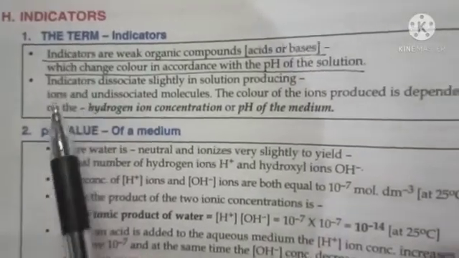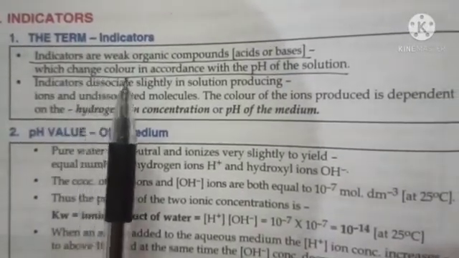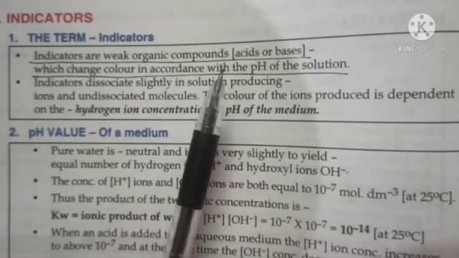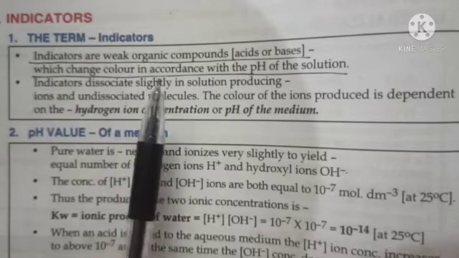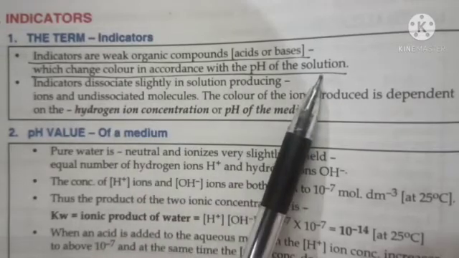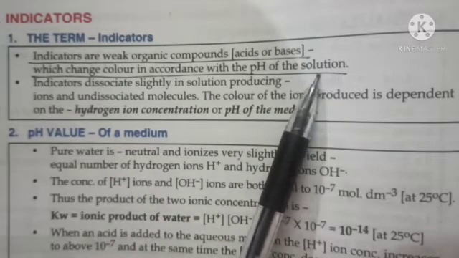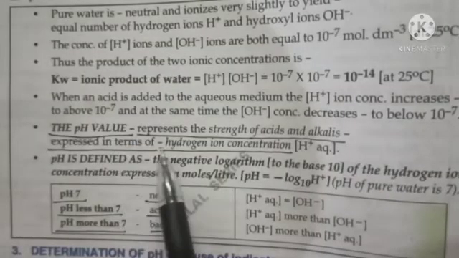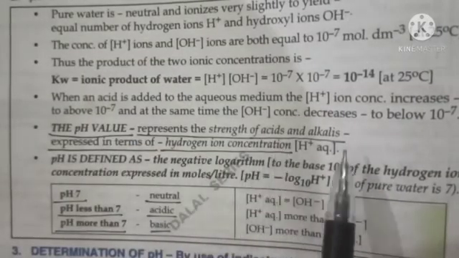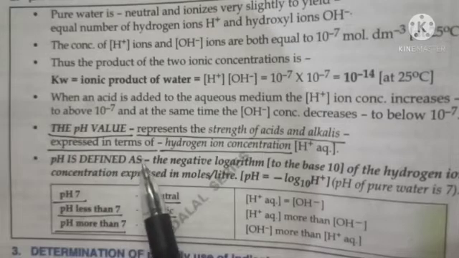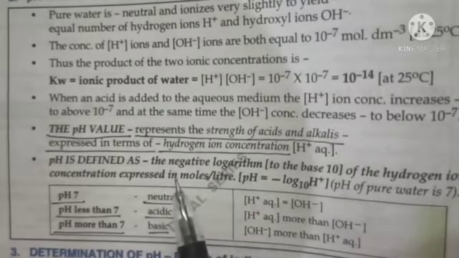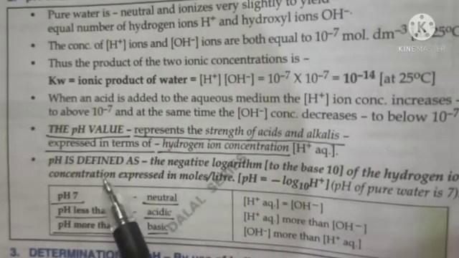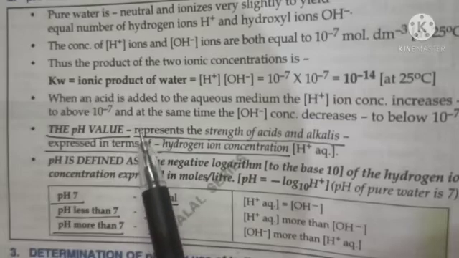These are indicators. What are indicators? Actually, indicators are weak organic compounds. They may be acids or bases which change color in accordance with the pH of the solution. Right? And what is pH? pH value represents the strength of acids and alkalis expressed in terms of hydrogen ion concentration. As the definition of pH is not in your syllabus, there is no need to learn it. You should only know the pH value.